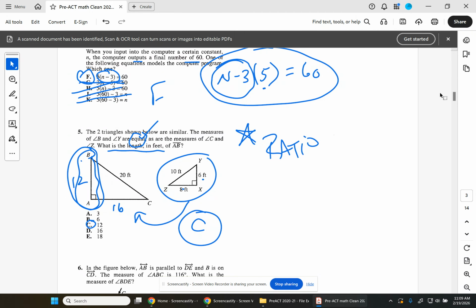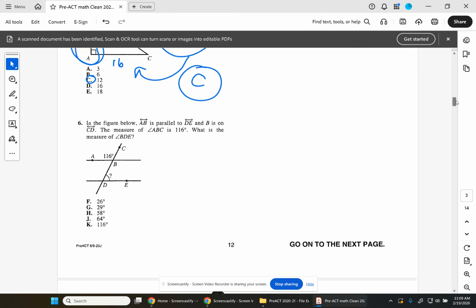Okay? Next, let's go to 6. In the figure below, AB is parallel to DE and B is on CD. The measure of ABC is 116, which they give you right there. Okay, cool. What is the measure of BDE? And they even ask you right there what is going on there.